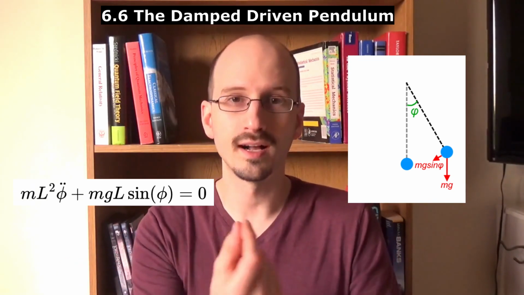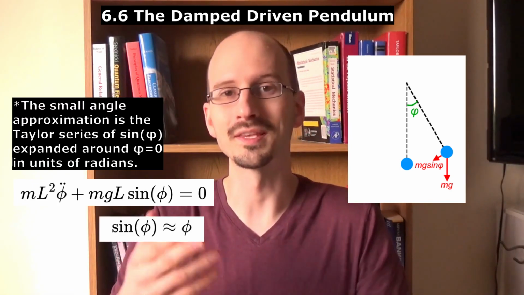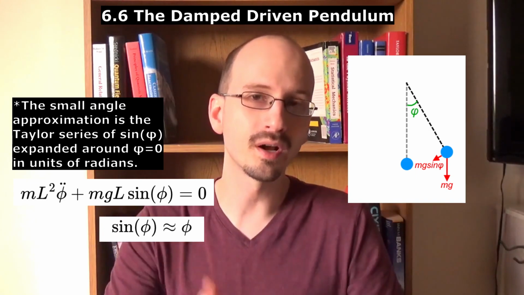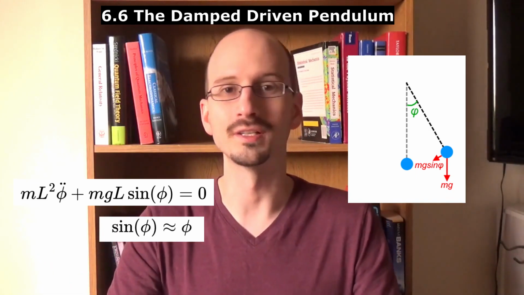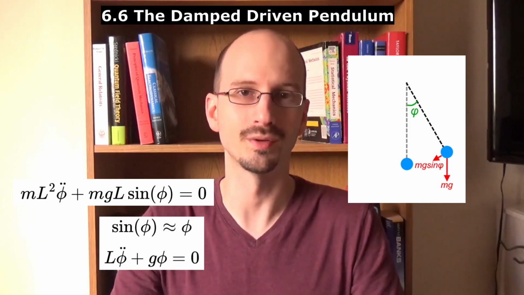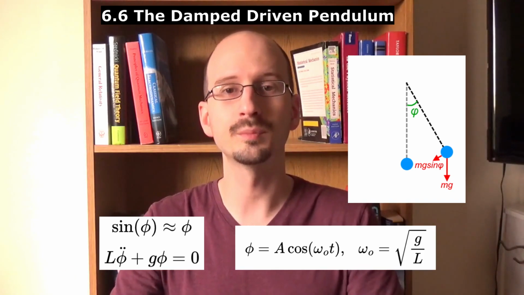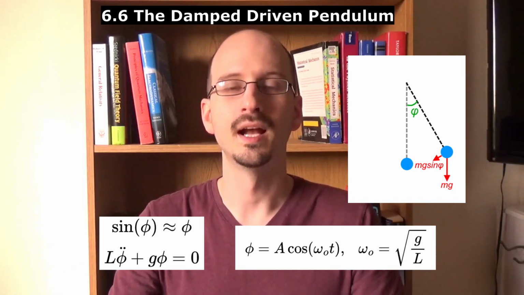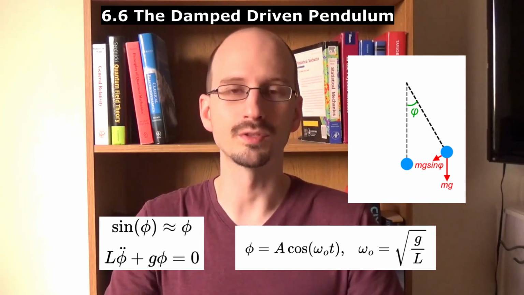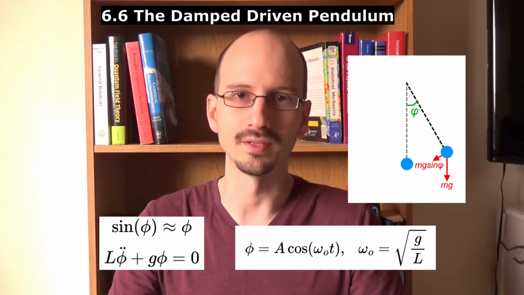But for small oscillations, we can use the small angle approximation, where the sine of the angle is approximately equal to the angle. In that case, the equation of motion is the simple harmonic motion equation. And the solutions are what we learned in college physics, with the angle being proportional to the cosine of the resonant frequency times time, and the resonant frequency being equal to the square root of the gravitational field divided by the length of the pendulum.